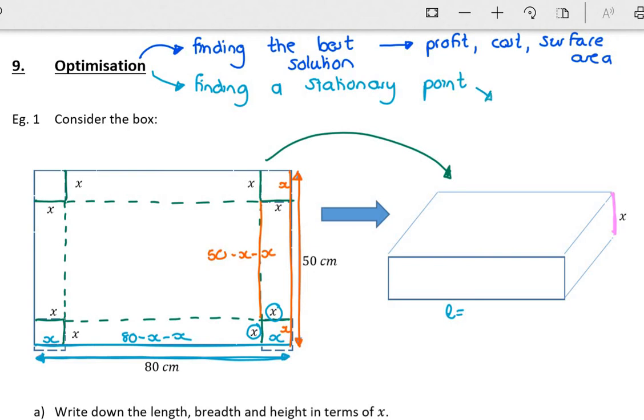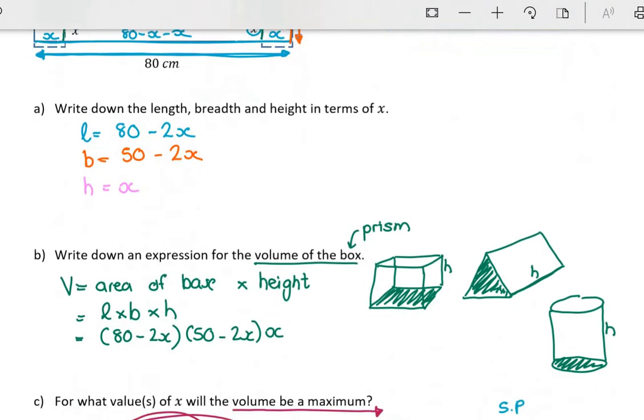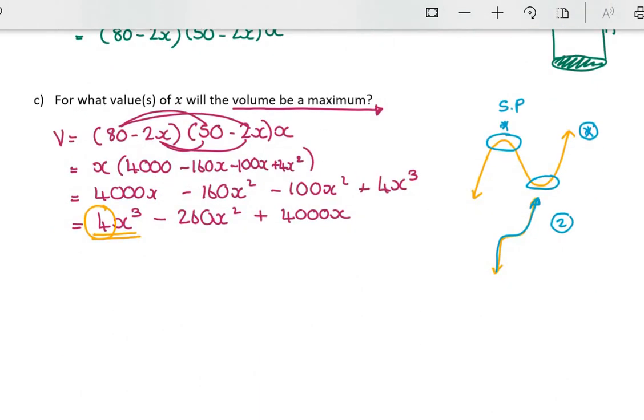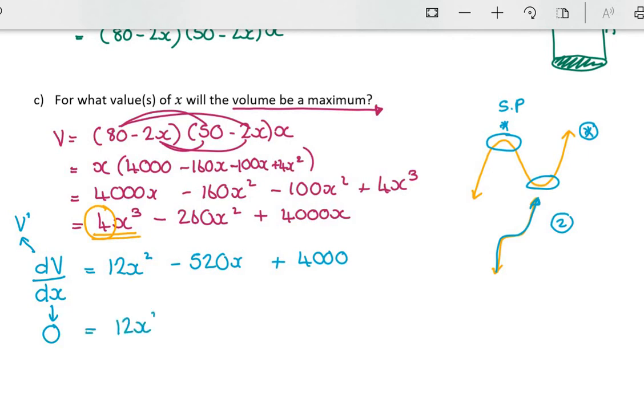And how do we find a stationary point? We take the derivative and we set it equal to 0. So ultimately, every single one of these questions comes down to making an expression to model the situation, differentiating and setting equal to 0. Every single one of them. So if I have a look at this now, I have found an expression. I now need to find the derivative of volume with respect to x. You could have called it v dashed if you were being lazy. So if I bring down my 3, I get 12x squared minus 520x plus 4,000. And then you must explicitly state that you're looking for where this derivative is 0.